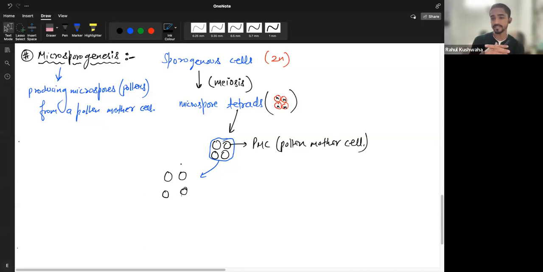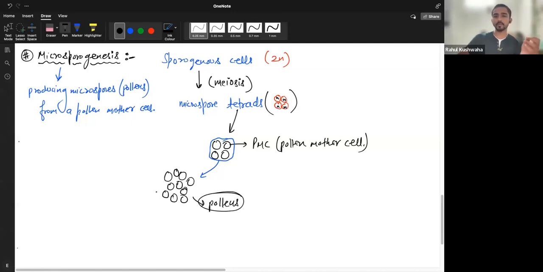So they are called pollen mother cells. These pollen mother cells take nutrition from the tapetum, develop into microspores and get stored there in the theca, right? And all it needs now is a dehiscence. So they are all tightly packed inside the anther. So these are all pollens.